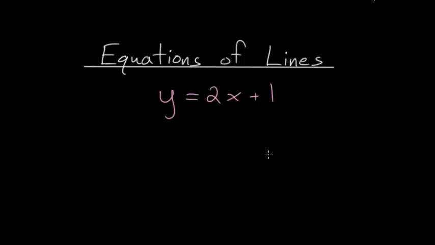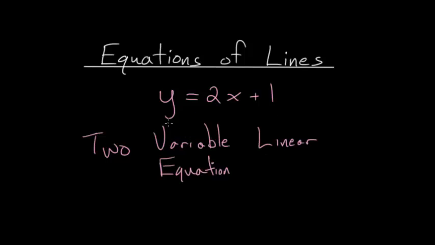In this video, I'd like to talk about the equations of lines, also known as linear equations. So here you can see I've written one example of what these look like, and another way to reference this sort of equation is that it is a two-variable linear equation. And with that, you can see clearly that there are two variables. We now have x and y. But it's also linear because x and y are both to the first power.